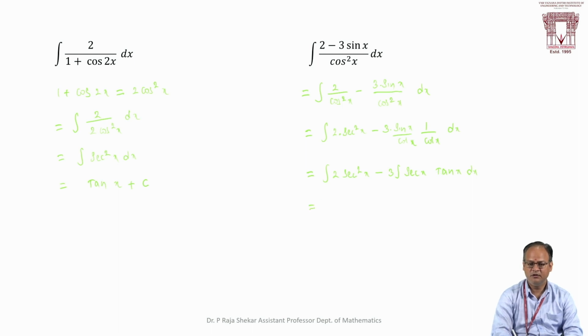What is the integration of secant square? The integration of secant square is tan x. In the same lines, we have to integrate secant x tan x. The integration of secant x tan x is secant x. Plus, we add the arbitrary constant c.